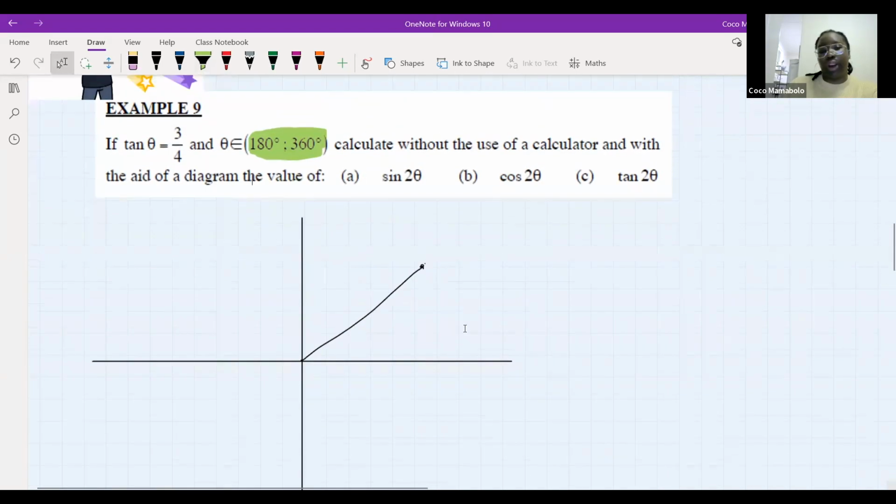It won't be quadrant 1, because quadrant 1 is not included in 180 and 360. Which quadrant would this then fall under? Good. It would be 3/4. Yes, Ntokozo, it's 3/4.